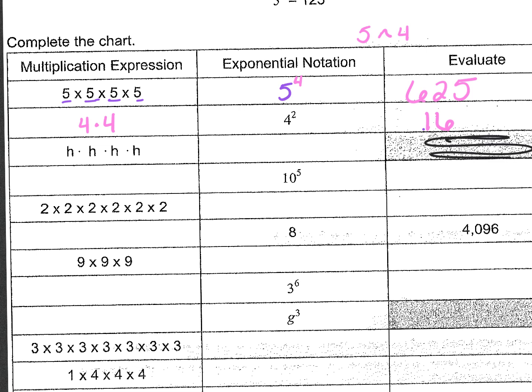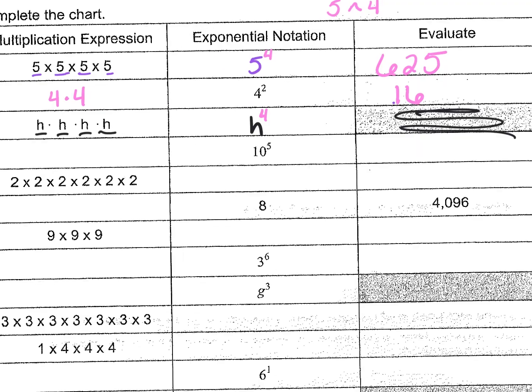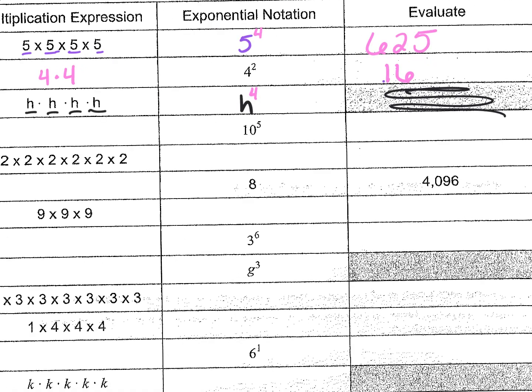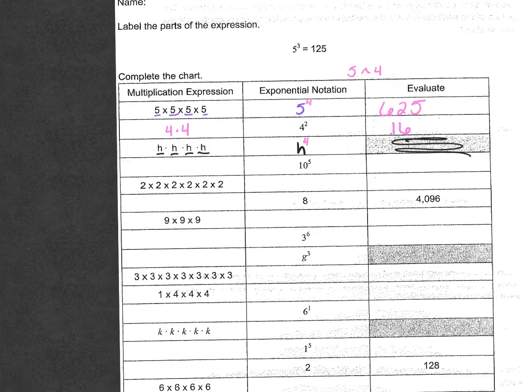Like this is a shaded in box right here. You're not going to put an answer because when we do h here, the base is h, and then there's 4 of them, so it's h to the 4th, but I don't know what h is, so I cannot continue to compute. So that's where you'd stop. That's why some of these are kind of filled in the way that they are. So that one, and then anything that's got a letter to it.